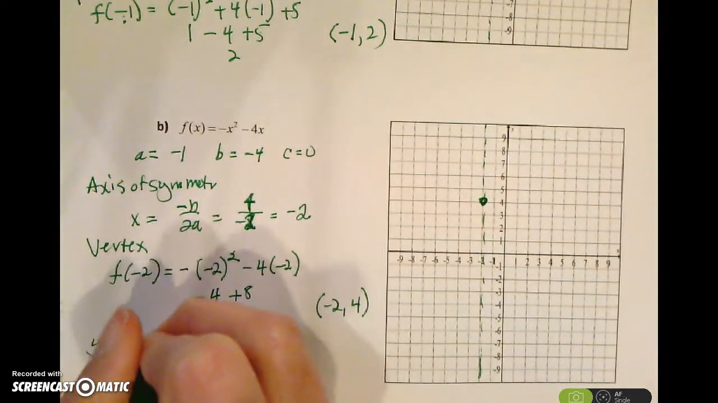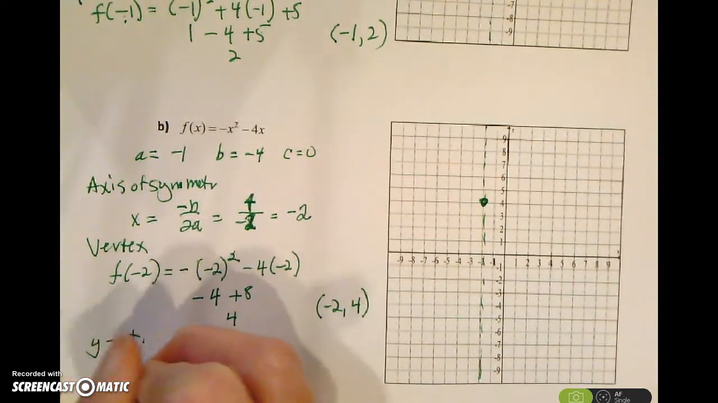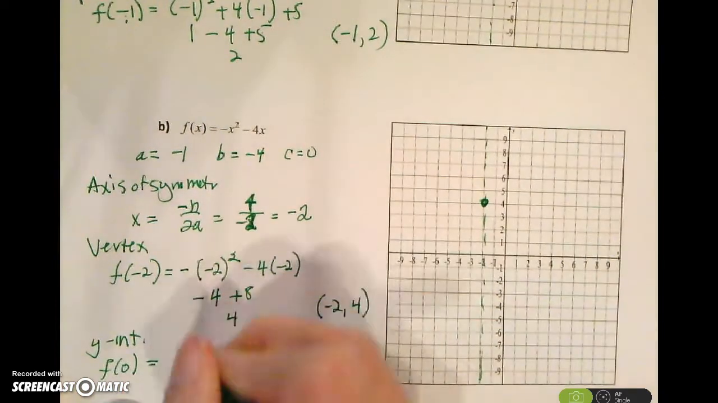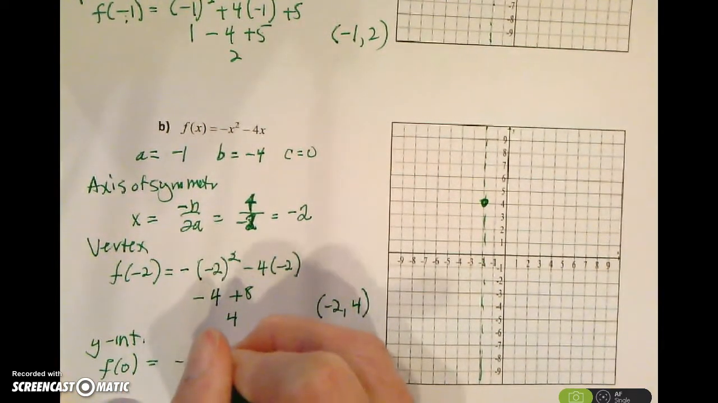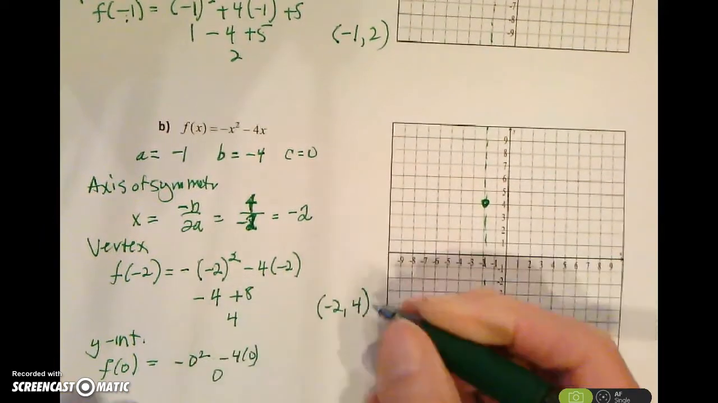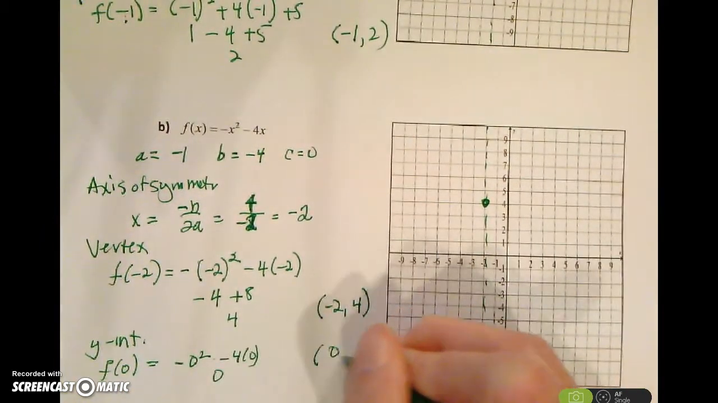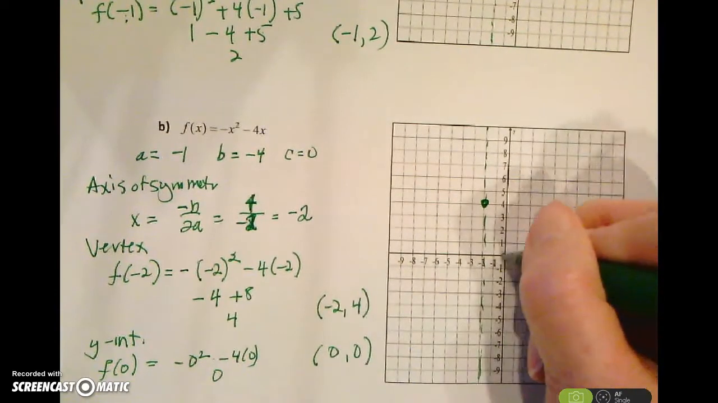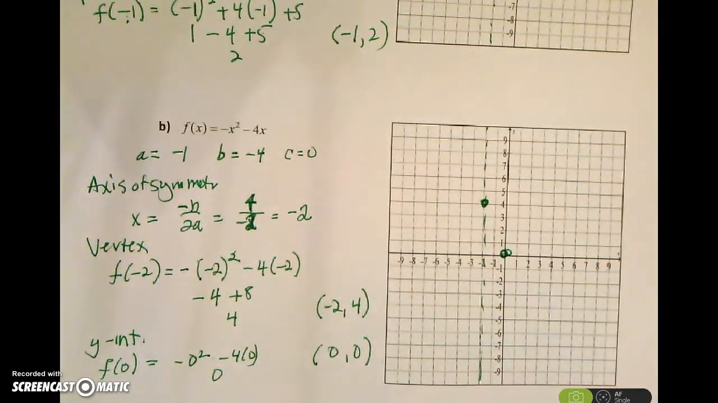The y-intercept is going to be f of 0, which is going to give us negative 0 squared minus 4 times 0, so that's 0. So our y-intercept is going to be 0, 0 right here.